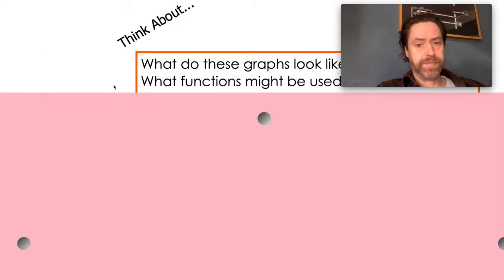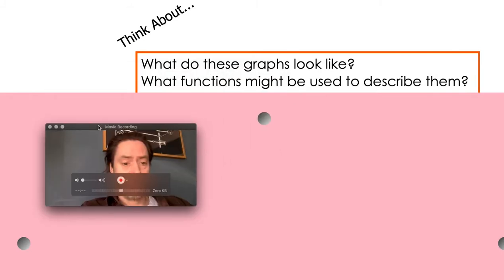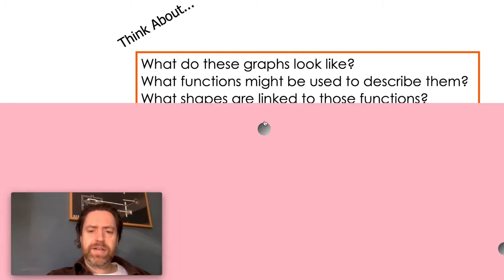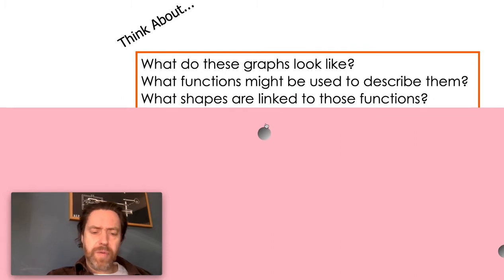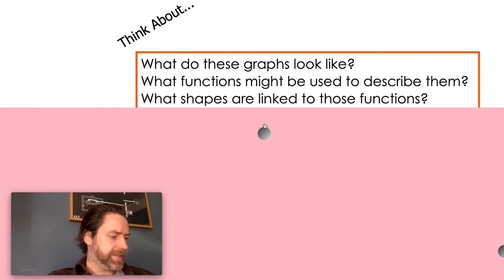Okay, so I've started off with some questions that I would normally ask in class. I'm going to move this out the way down here. So it's what do these graphs look like? Well, I've already said they look like trigonometric functions, sine and cos graphs. What I normally go on to ask is what shapes are linked to those functions. And generally, students come back with triangles, which is not the answer I'm looking for. Circles. Something to do with circles.